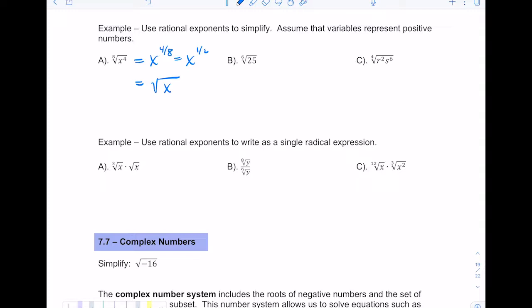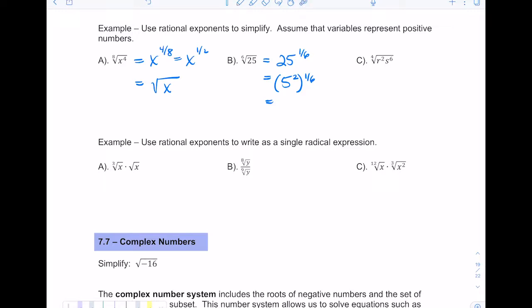In letter B, we have the 6th root of 25. So I'm going to rewrite that as a rational exponent first. That would be 25 to the 1/6 power. And 25 I can actually express as 5 squared. So I'm just going to replace the 25 with 5 squared and leave the 1/6 on the outside.